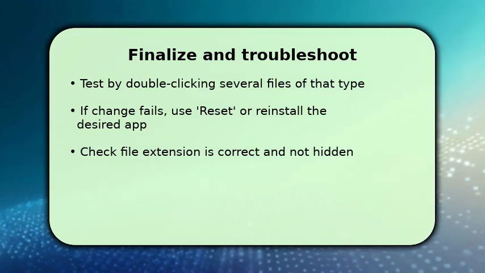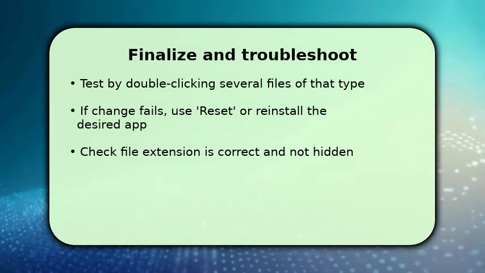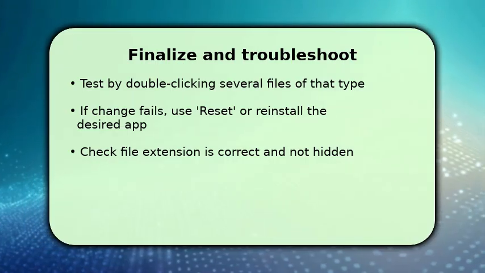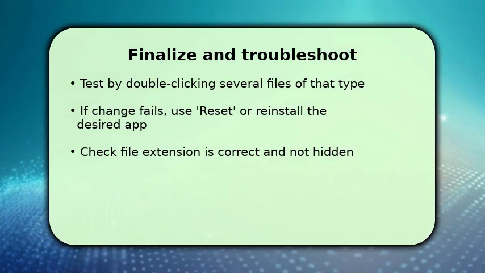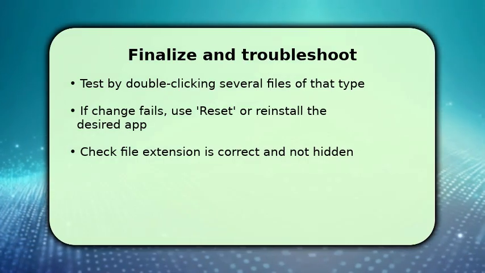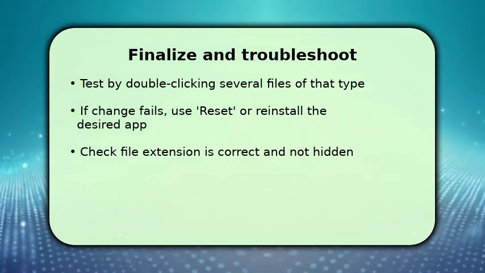If the association doesn't stick, try clearing with Reset in Default Apps or reinstall the desired program so Windows regains a valid handler. Also make sure file extensions are correct. Hidden or renamed extensions can prevent the change. If problems persist, restart Windows to apply registry updates. This often resolves stubborn association conflicts.